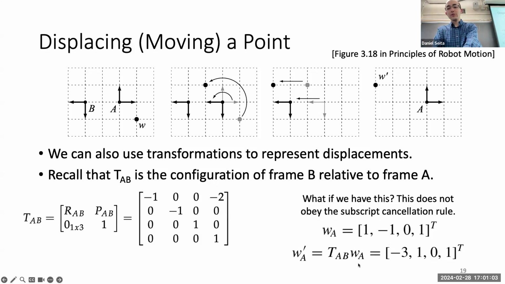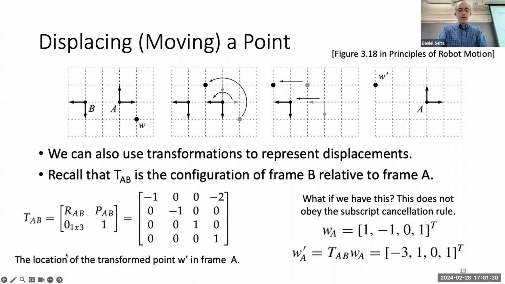And again, you can do the matrix algebra to see what it's like, but what you get is this vector, which is -3 in the x direction and then 1 in the positive y direction. Again, the location of transformed point W in frame A. Now, do you see what happened with the two intermediate images?